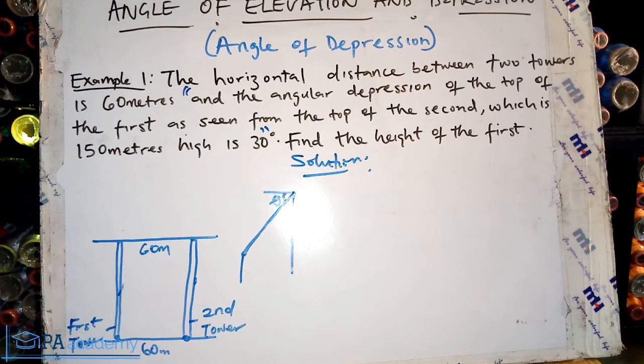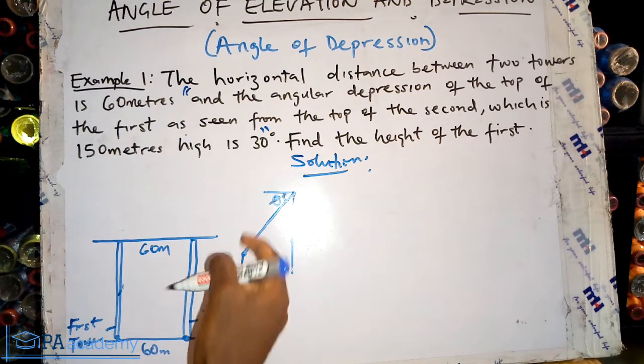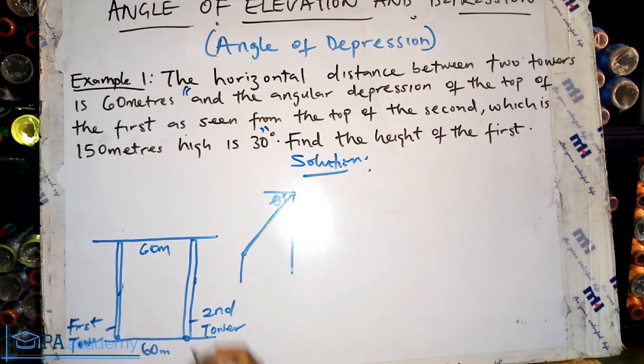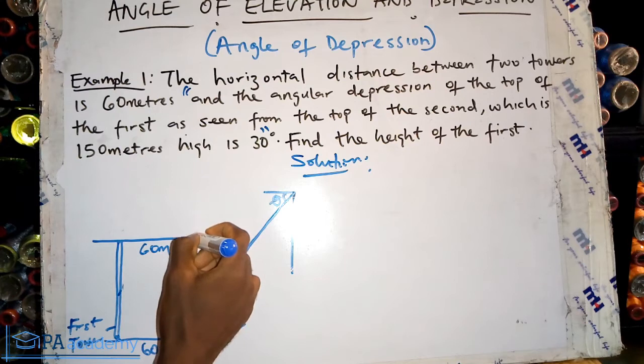So let's bring it into this. That means we have two towers, one is longer than the other. That means this second tower is longer than the first tower. So let's extend the first tower.